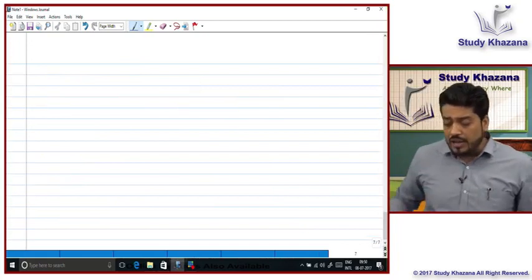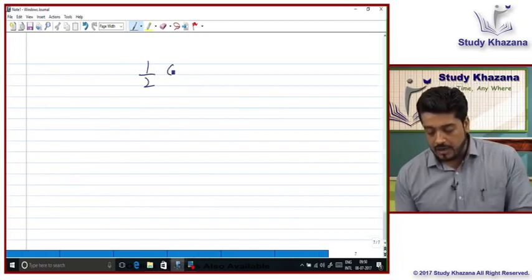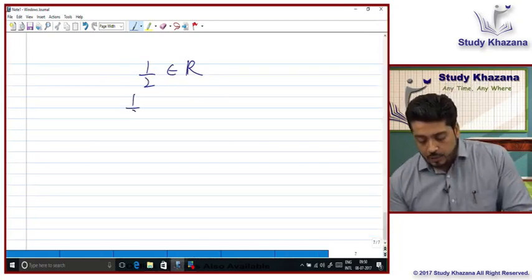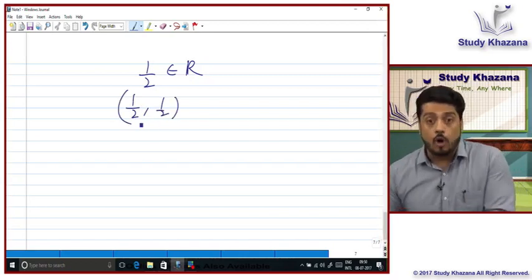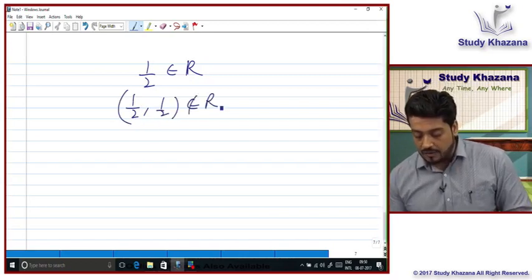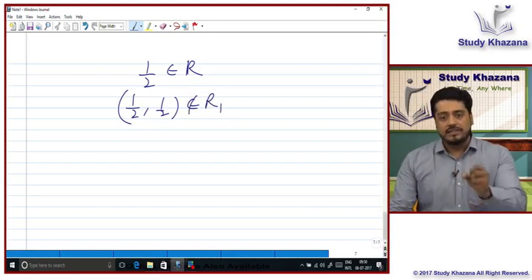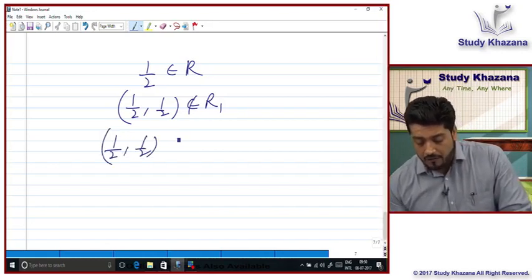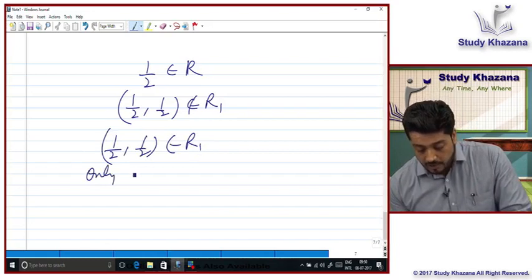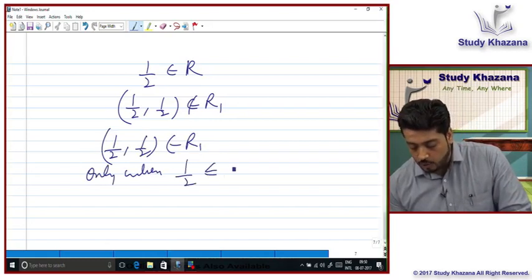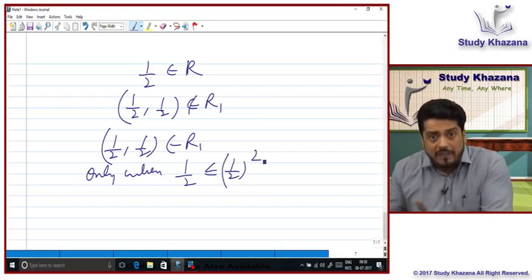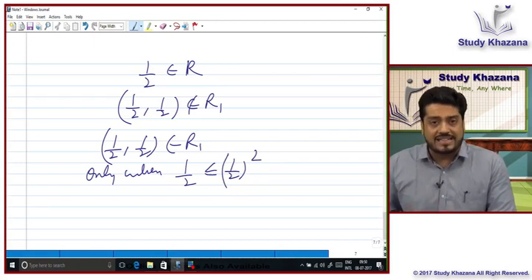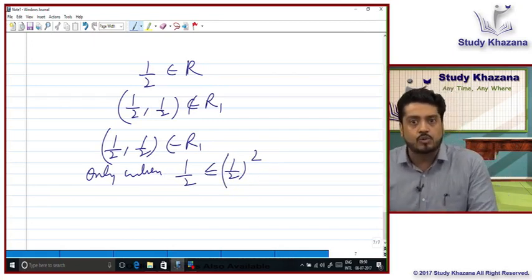Now you take any real number. Suppose I take half. Half is a real number, agreed? Half is always going to be a real number. Now I need to check whether (half, half) belongs to R1 or not. If it doesn't belong to R1, then we say the relation is not reflexive. Now I'll write: (half, half) will belong to R1 only when half is less than or equal to half square. Agreed? Because any (x, y) will belong to R1 when the first element is less than or equal to the square of the second element. So here also, because x and y are equal, half must be less than or equal to half square. This is the required condition.